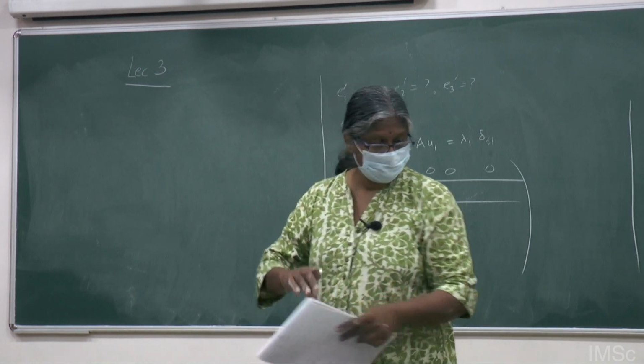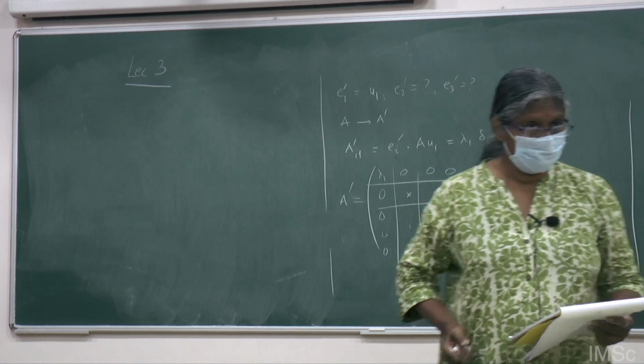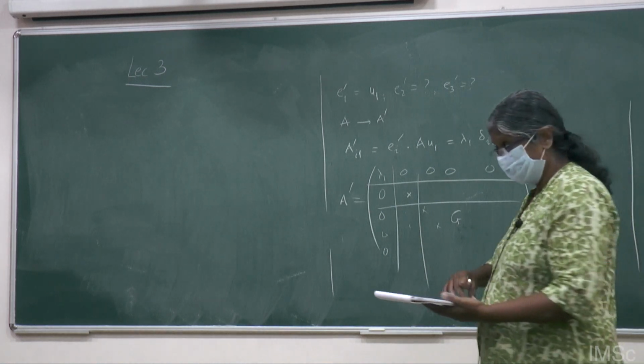Now the eigenvalue is 0, so the whole column will be 0, and the determinant will be 0.